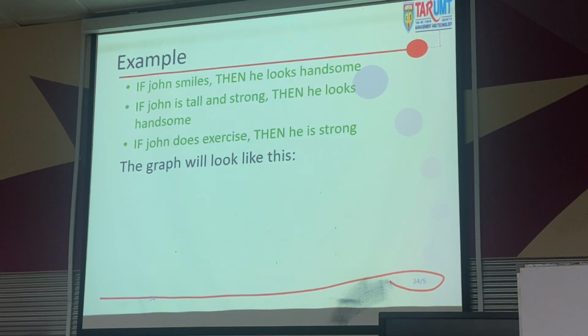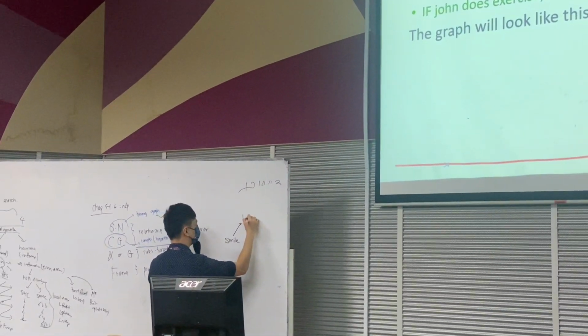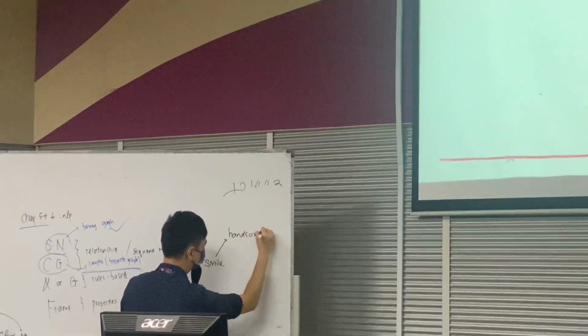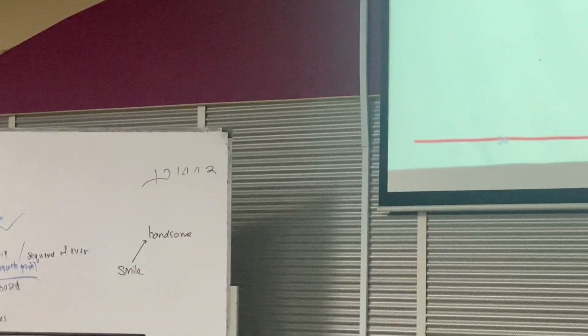Okay, so let's see how to build the NO graph using these three rules. If John smiles, this is the first condition, smile, then he looks handsome. Then we put an arrow here, to handsome.